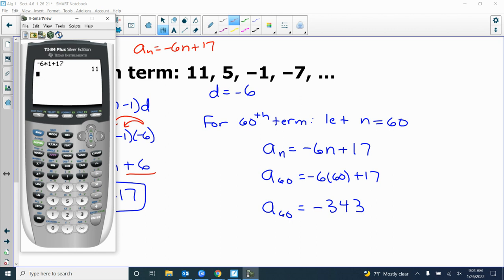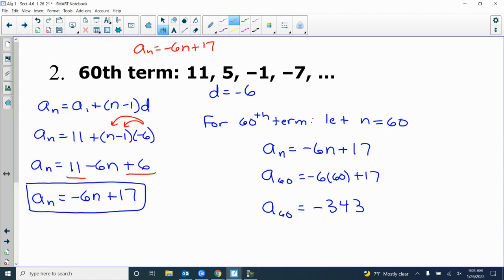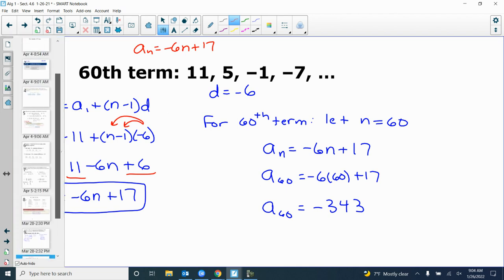And what should I get when I plug in 2? What's my second term? 5. It better give me that. So I got negative 6 times 2 plus 17. That gives me my second term. And now negative 6 times 3 plus 17. That's going to give me my third term. That's why we come up with that. Now it can give me any term. All right, let's go back to this one here.